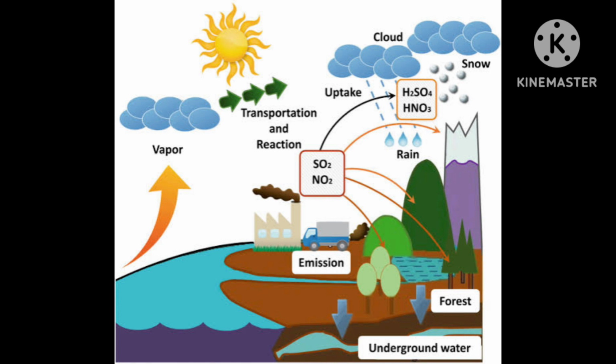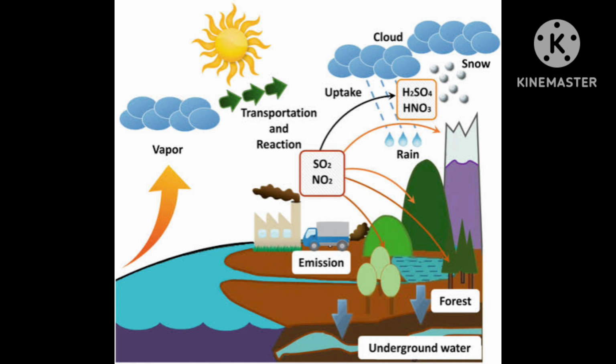Acid rain is harmful for agriculture, trees, and plants as it dissolves and washes away nutrients needed for their growth. It causes respiratory ailments, respiratory disease in human beings and animals. This acid rain causes respiratory ailments in human beings and animals.